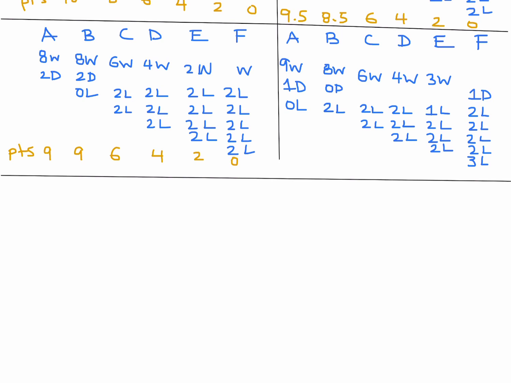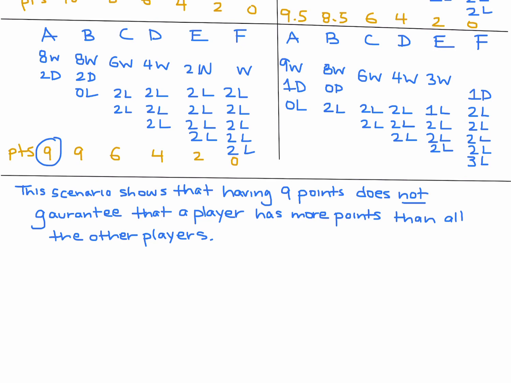Basically what that means is that since we found a scenario where having 9 points does not guarantee that a player has more points than all the others, 9 points does not guarantee that a player will have more points than any other player. So that scenario basically shows that having 9 points does not guarantee that a player has more points than all the other players.